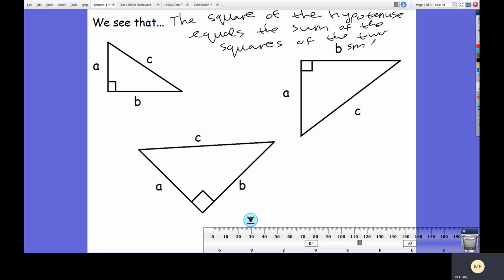So what I've done in the previous slide isn't really a proof, because it doesn't prove it for any right angle triangle, but hopefully it gives you a picture in your mind of why this theorem is true. Two smaller sides.